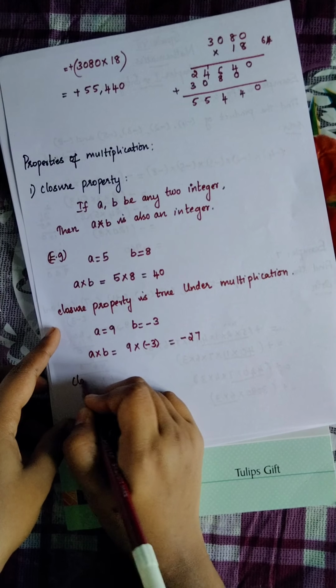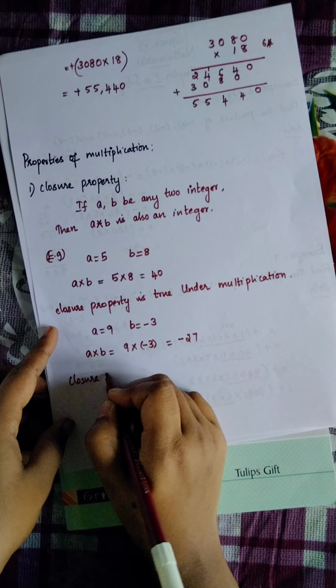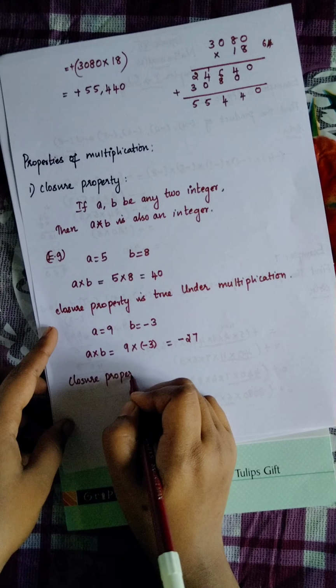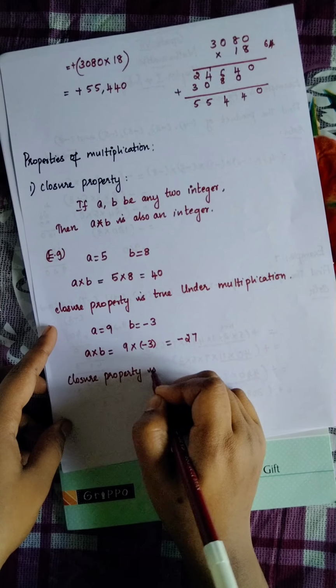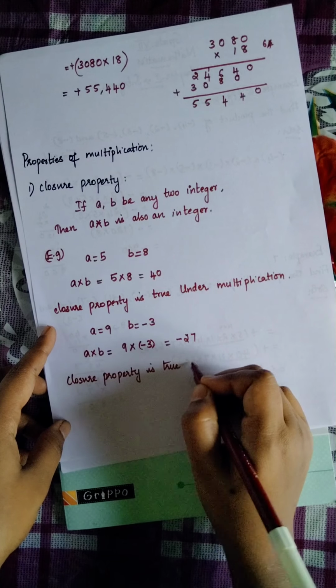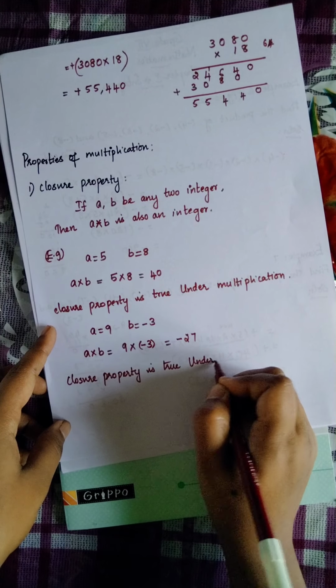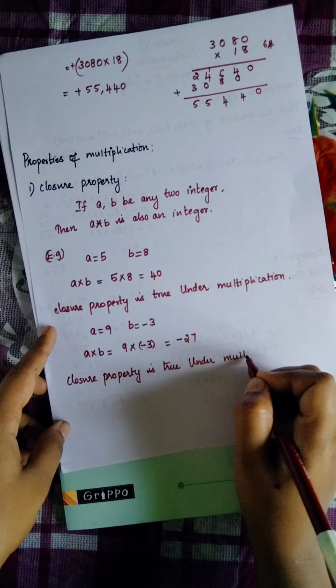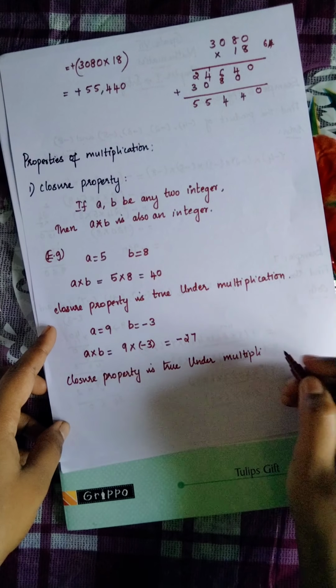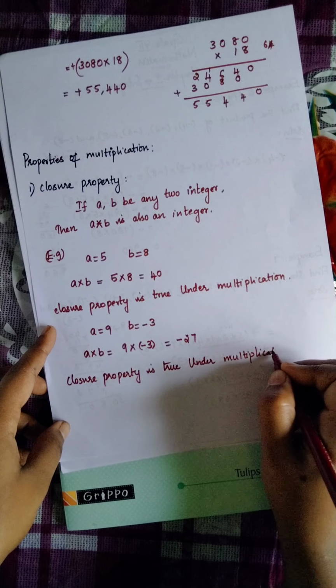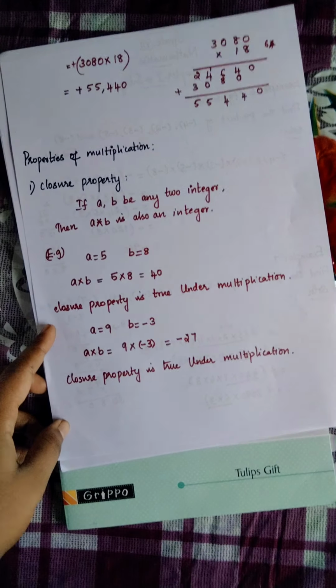So closure property is true under multiplication. Understand?